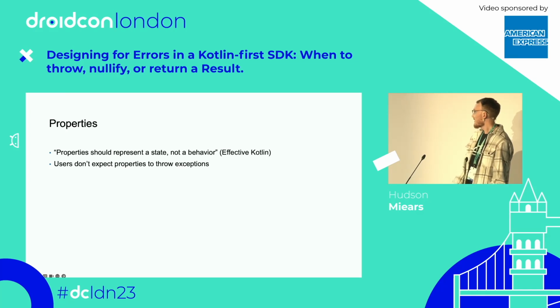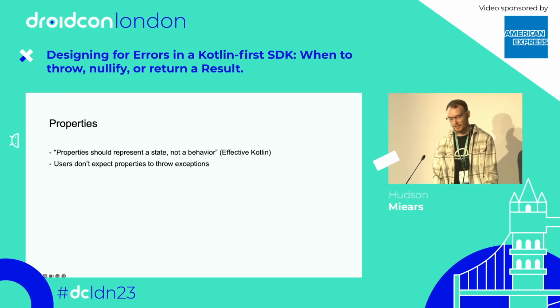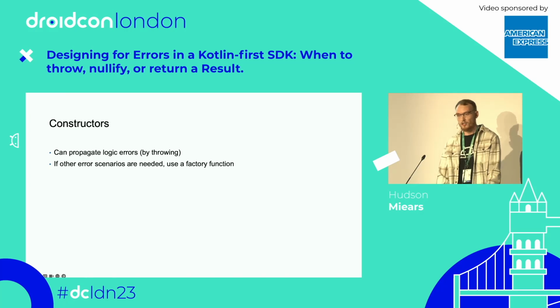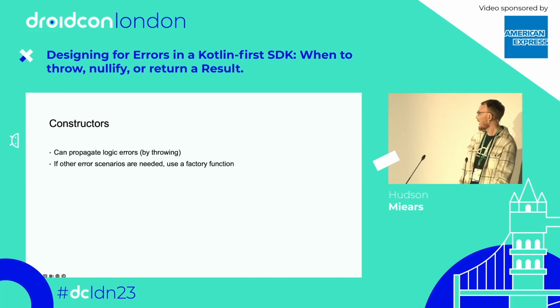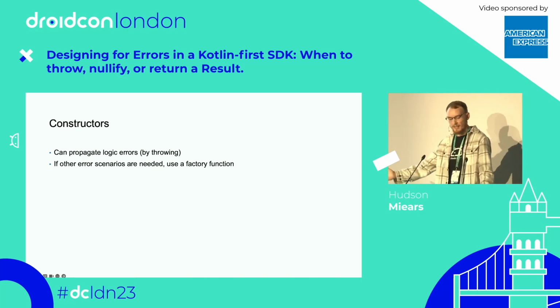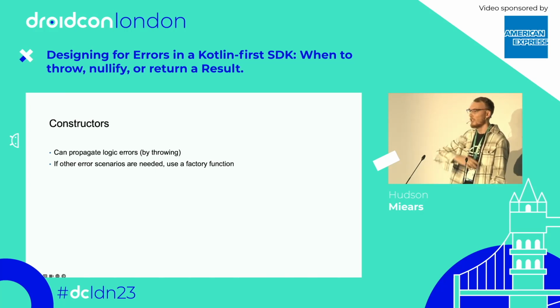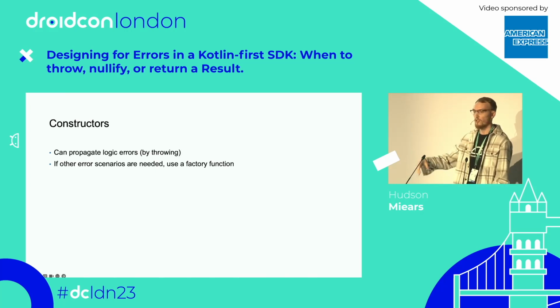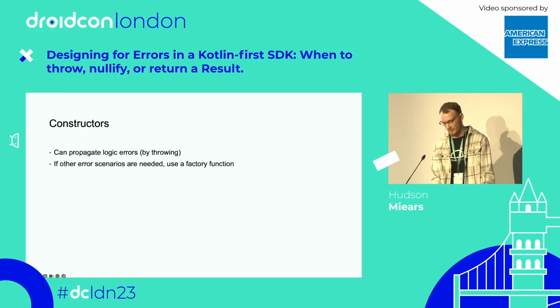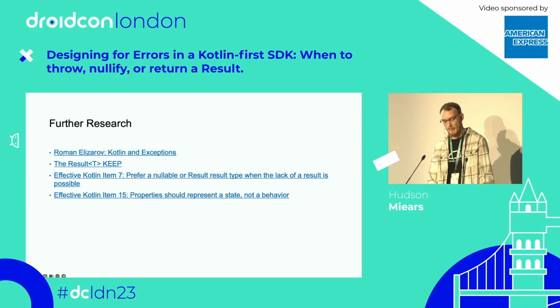Properties should represent a state, not a behavior, according to Effective Kotlin. I agree with that. So users don't generally expect properties to throw exceptions, and so we don't, and I don't recommend that you do it either. And constructors can actually propagate logic errors by throwing, but in the cases that other error scenarios were needed for us, we actually decided to make those constructors internal or private and expose a factory function so that we could still return something different if necessary.